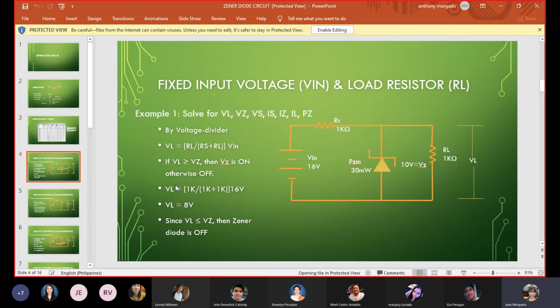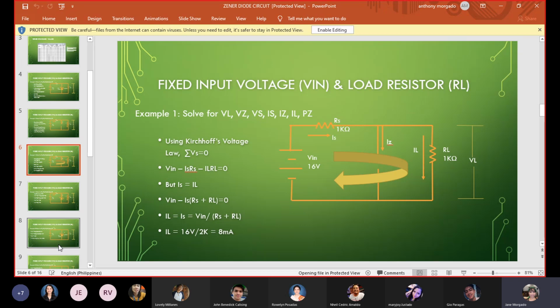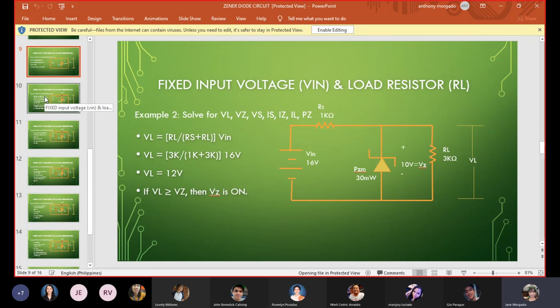Okay, so for example number 1, since the voltage across RL is less than the 10 volts VZ, kaya off si Zener. So what if, anong ginawa natin dito? Example number 2, tinaasan natin yung value ni RL. From 1K, it becomes 3 kilo ohms.